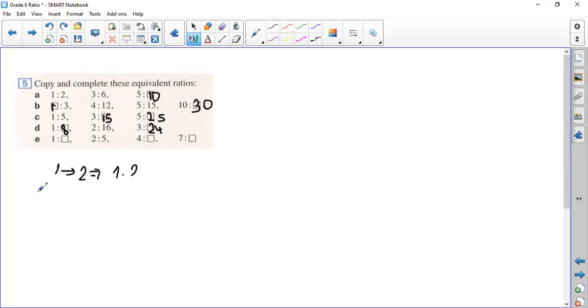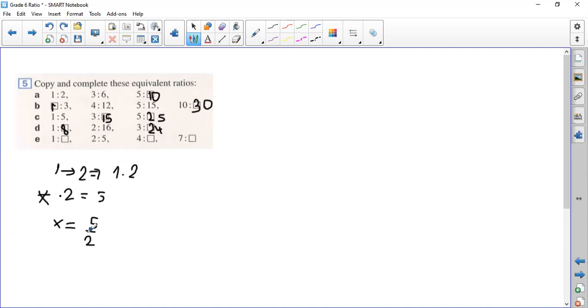Now something is multiplied by 2 and becomes 5. I have to find what this number is. Let's say this one is x, and now I have an equation: x times 2 is equal to 5. So x will be what? 5 divided by 2, or 5 over 2. I can express it as a fraction, 5 over 2.